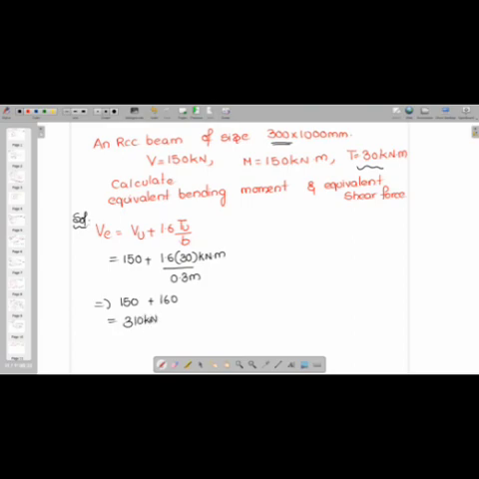How many have written 310 kilonewton? One second. 310, Simran, correct. Shobhan, Sunud, correct, sir. Very good, Amma. Very good. V is 310.